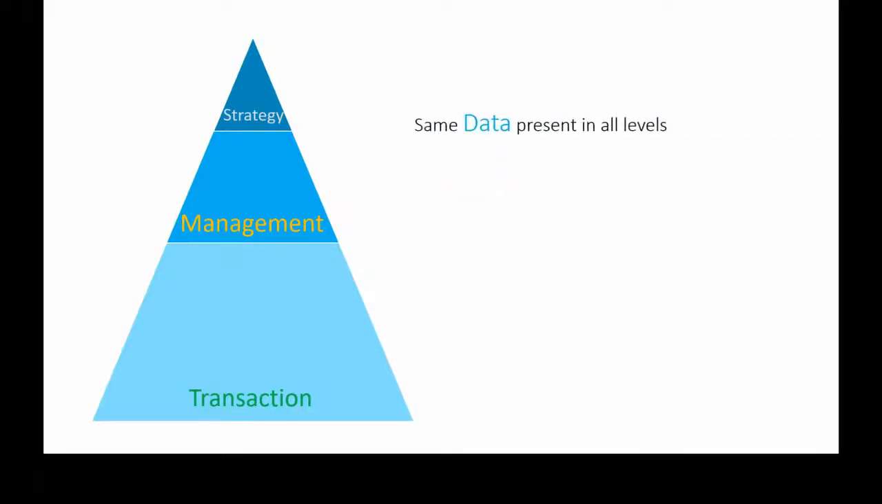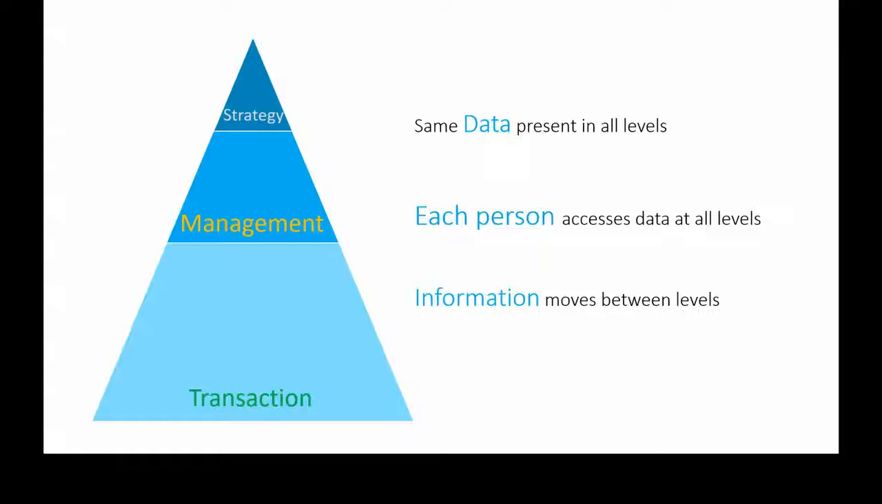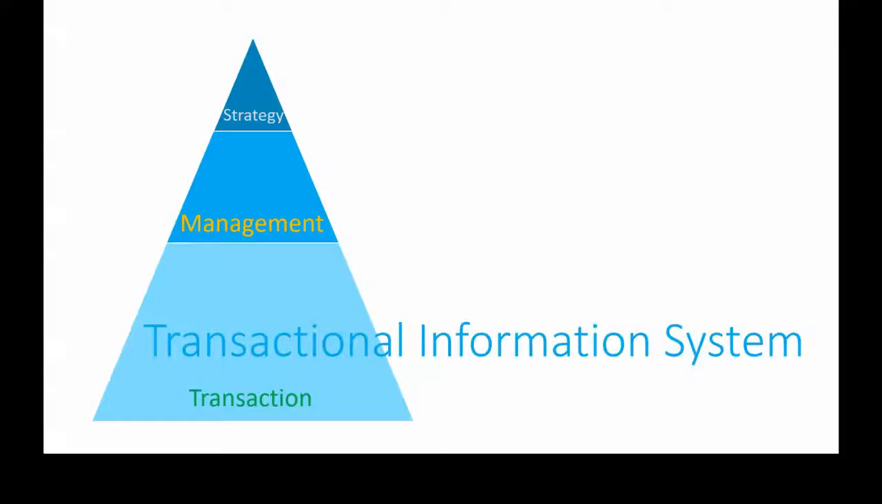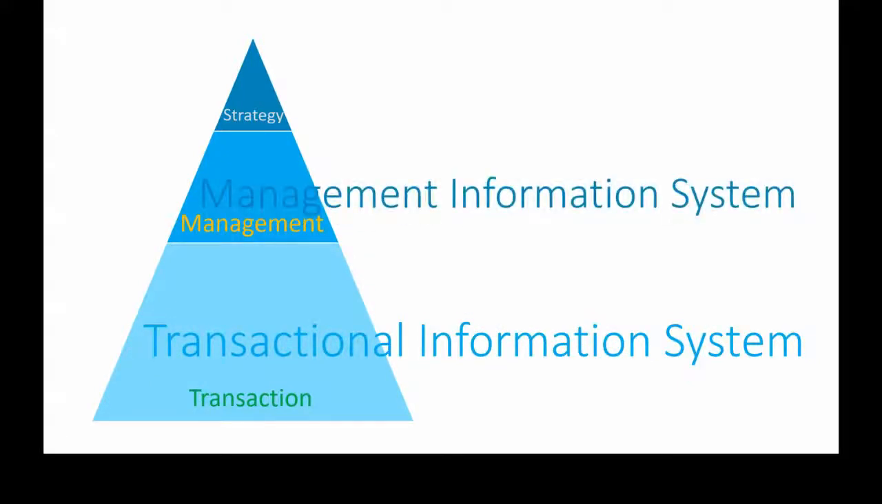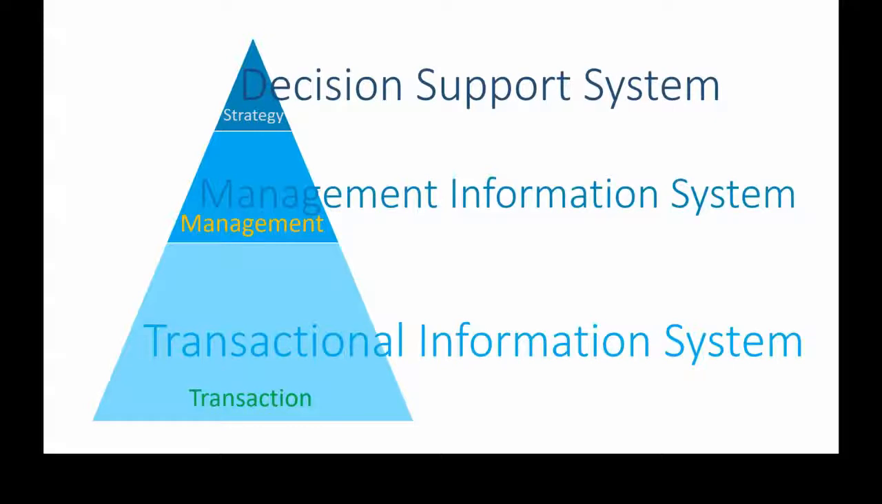First, the same data is present in all 3 levels of the hierarchy. What differentiates between the levels isn't the data itself, but it's how the data is accessed and applied. Each person within an organization accesses and applies data at all 3 levels, just like the driver in our example. And finally, information moves between the levels. The movement of information is managed by 3 subsystems: the transactional information system, management information system, and the decision support system. These 3 combined comprise your fundraising system.